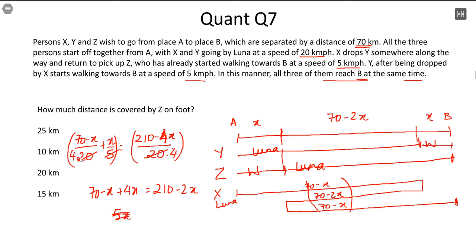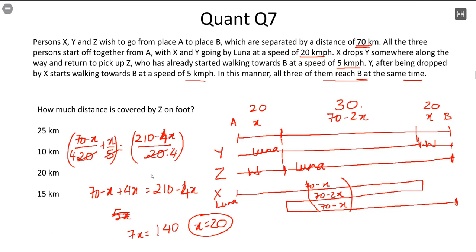So 70 minus X, where is my maths, plus 4X. Okay, so this is minus 4X. Okay, so 3X plus 4X, so 7X is equal to 140. So X should be equal to 20. So this portion is 20, this portion is 20, and this portion is 30 in between.